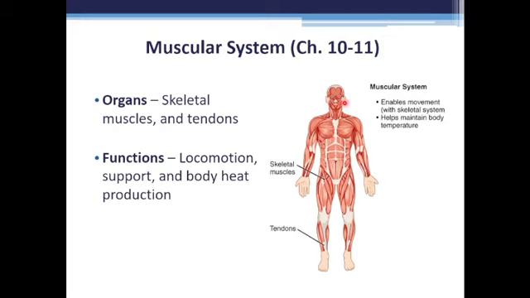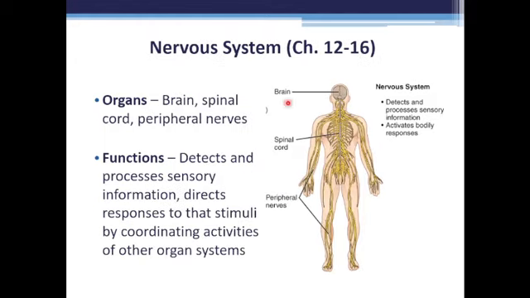Okay, so we have made some essentials, but we also need more essentials. Of course, in chapters 12 to 16, we're going to talk about the nervous system. Yes, we can move, but we cannot move if we don't have a brain, right? Because that's what makes us think for us to move. The basic organs are the brain, the spinal cord, and peripheral nerves. Heads up, we have two different types of nervous system, the peripheral nervous system and the central nervous system. Okay? Just a heads up.